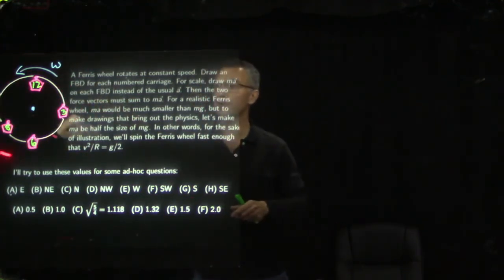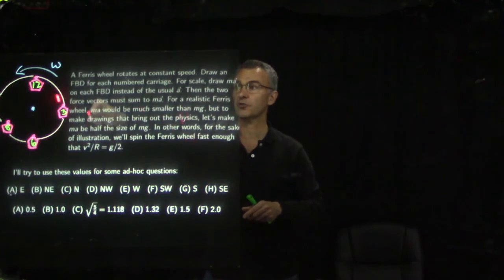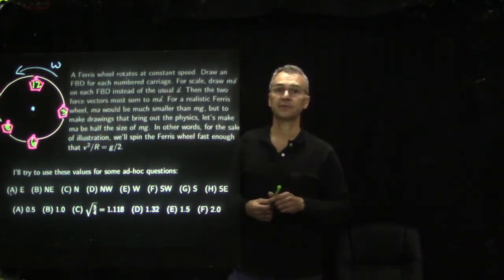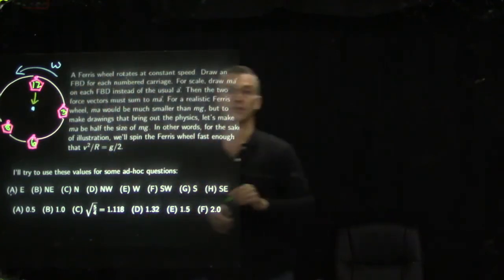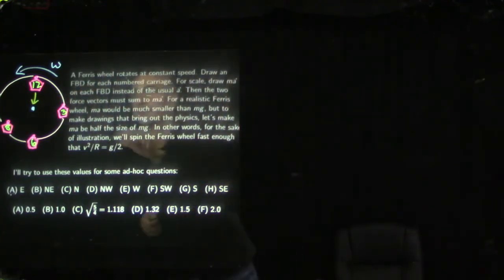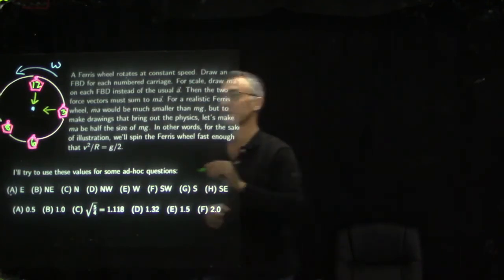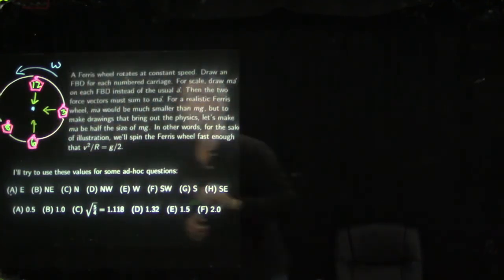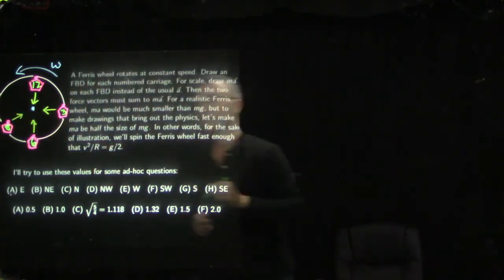The carriages are going around in a circle at constant speed. This is uniform circular motion. The acceleration of each carriage points toward the center of the circle. So which direction is carriage number 12 accelerating? Toward the center of the circle. Which direction is carriage number 3 accelerating? Toward the center of the circle. Number 6? Toward the center of the circle. Carriage 8? Toward the center of the circle.